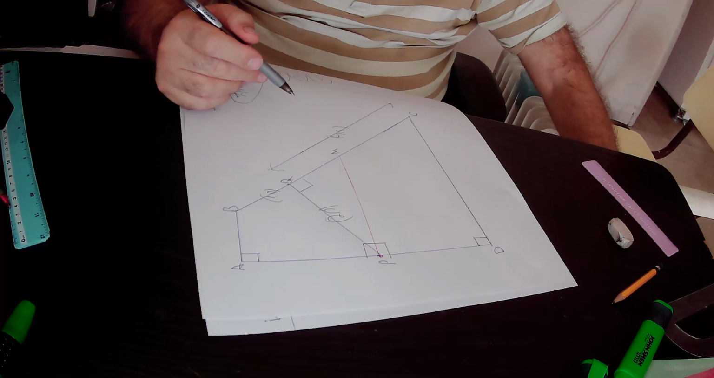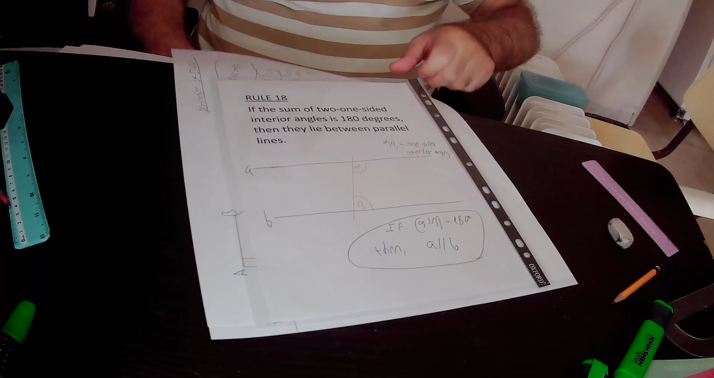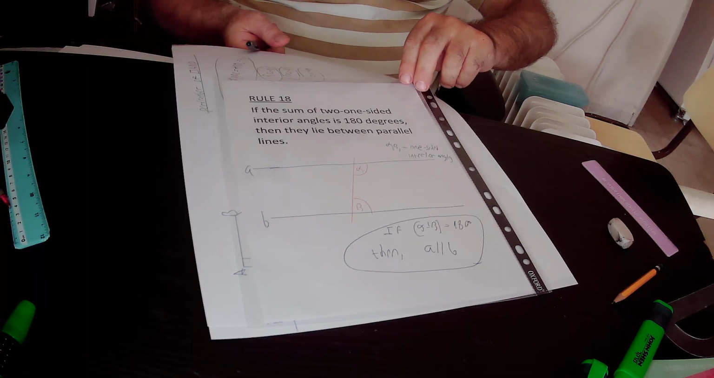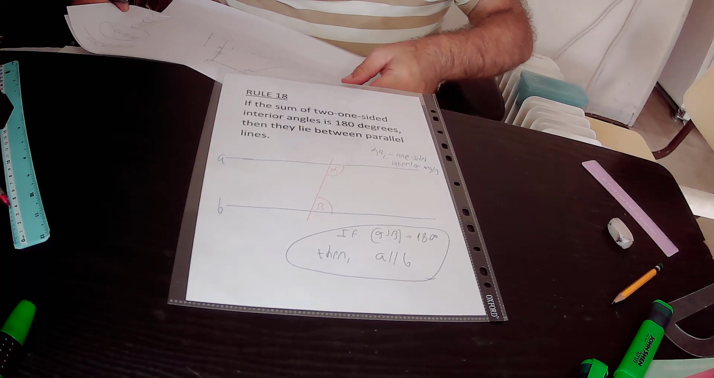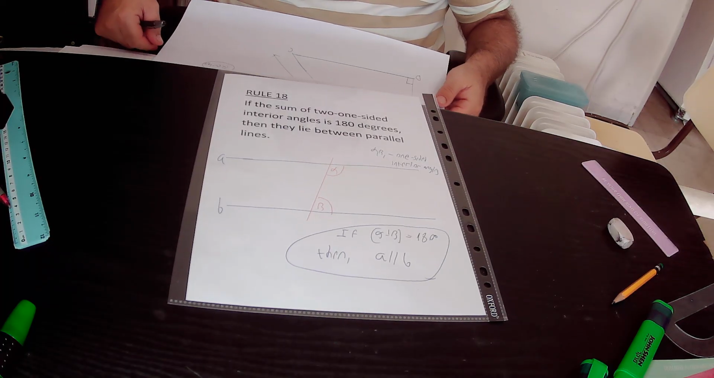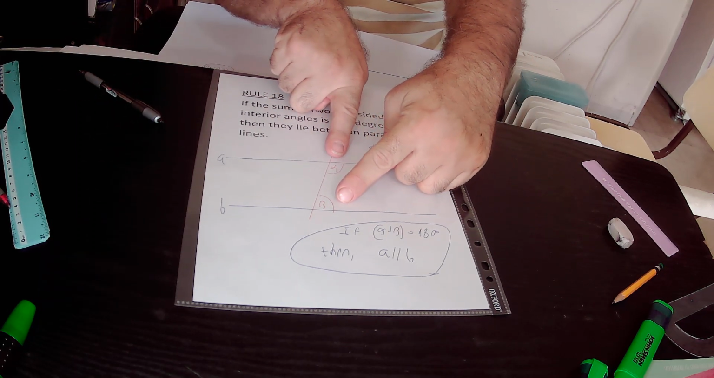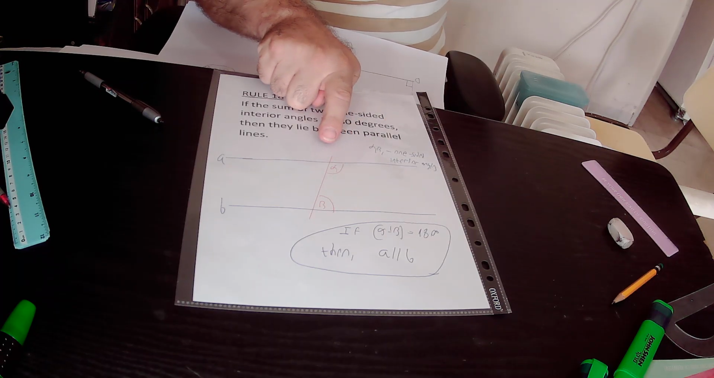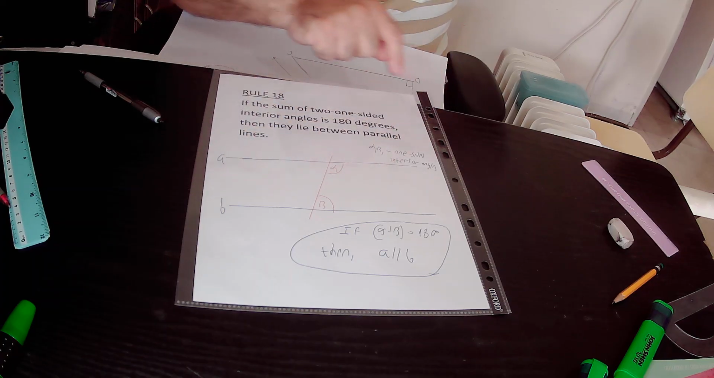According to Rule 18. So let's repeat quickly on Rule 18. According to Rule 18, if the sum of two one-sided interangles is equal to 180 degrees, then they lie between parallel lines. So in the drawing, we have those two one-sided interangles. If the sum of those two one-sided interangles is equal to 180 degrees, that is to say, if alpha plus beta equals 180 degrees, then they are located between parallel lines. That is to say, then line A is parallel to line B.